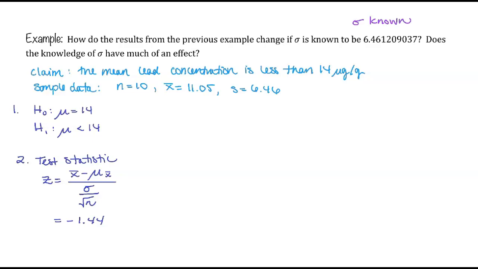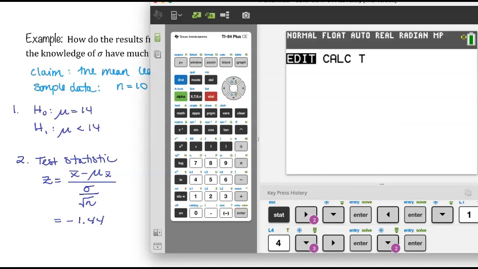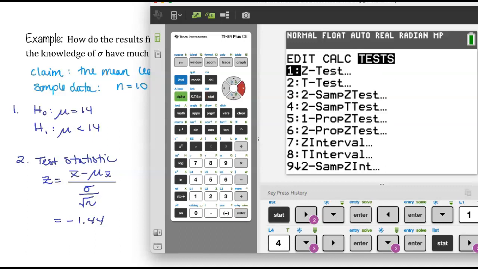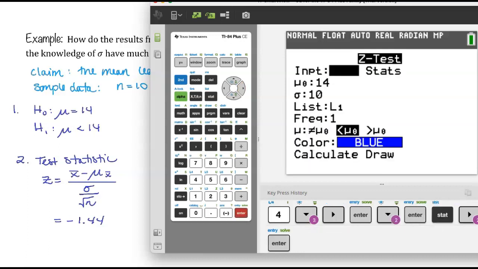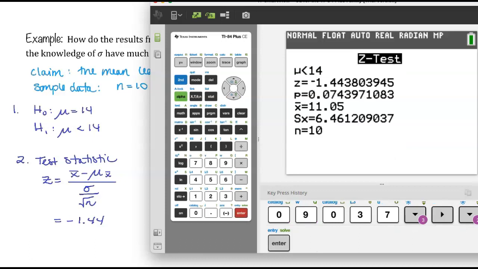Let's take a look at this on our calculator. With sigma known, we no longer want a t-test, we want z-test. So heading back to the stat menu and toggling over to tests, we want the first option for z-test. We still have our data in list 1, so we'll select data, not summary statistics. The mean in the null hypothesis is 14, and the population standard deviation this time is given to us. This is also still a left-tailed test. And pressing enter on calculate, we now have our z-test values.